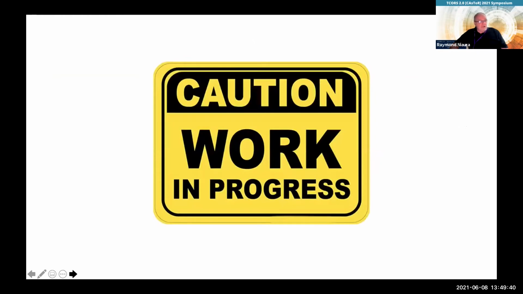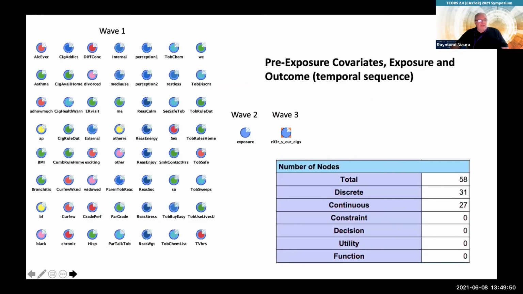All right, so now I'll get to the actual results. This is all a work in progress. Save your slings and arrows and questions for later. So this is a depiction of the data. And again, all the variables are nodes, and wave 1 is all the covariates. At wave 2, we have the exposure variable, and at wave 3, we have the outcome smoking variable.